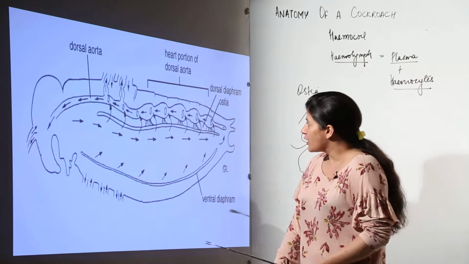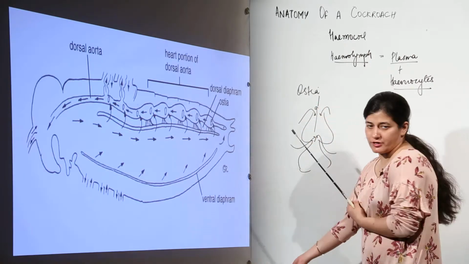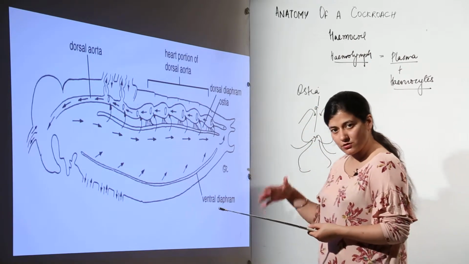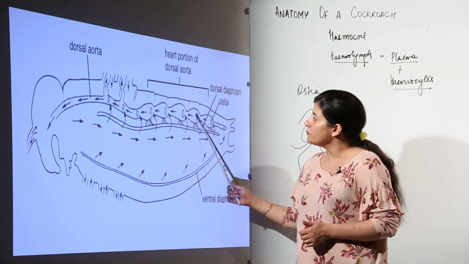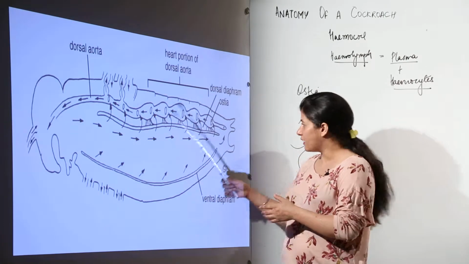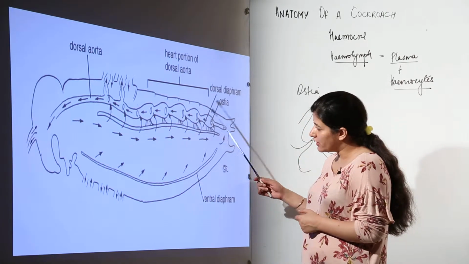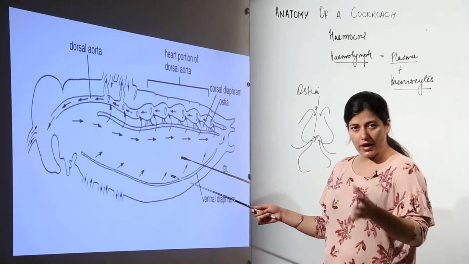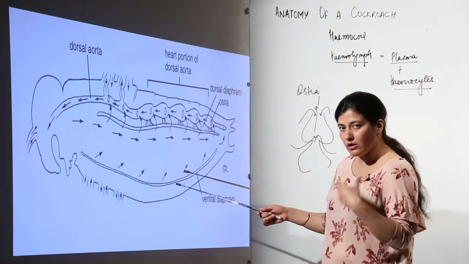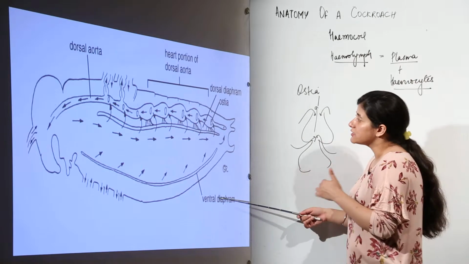Moving further, first of all I told you that it is present on the dorsal side, the mid dorsal line has the heart arrangements. You can see the heart parts in each segment. You can see the ostia over here, and these arrows are showing where the blood flow is about. Now over here it's not blood, it is the hemolymph.